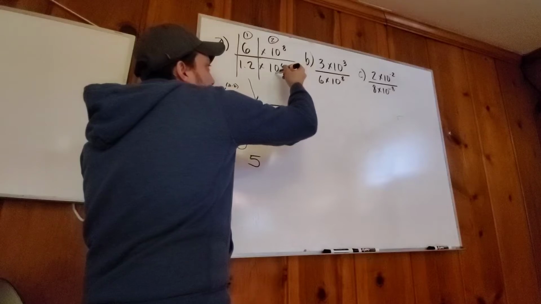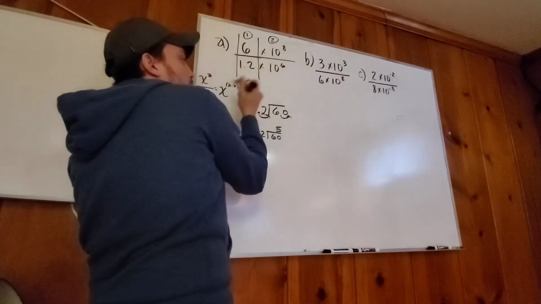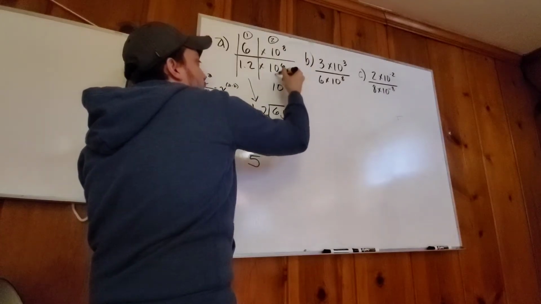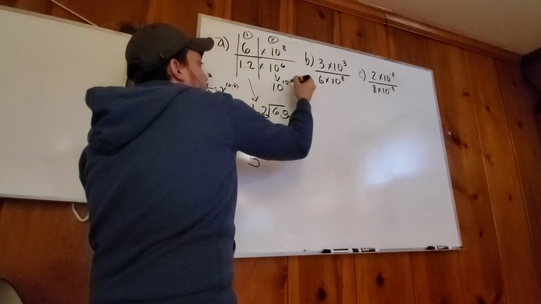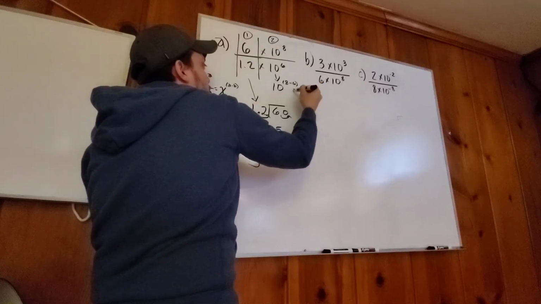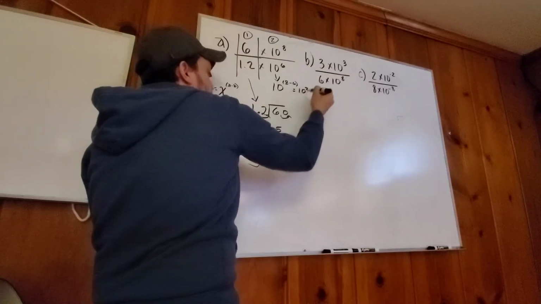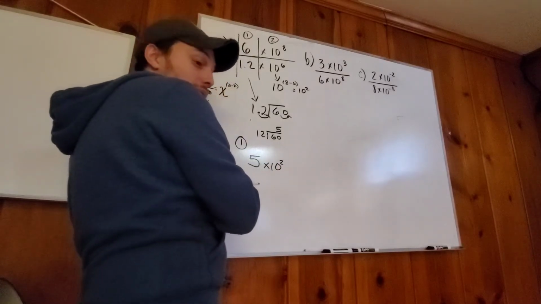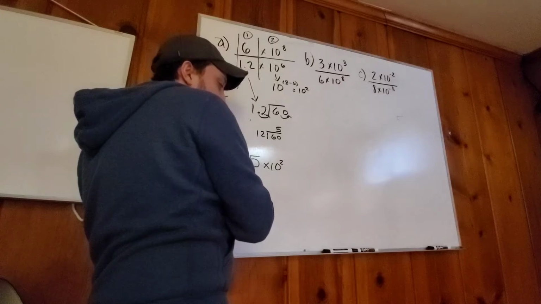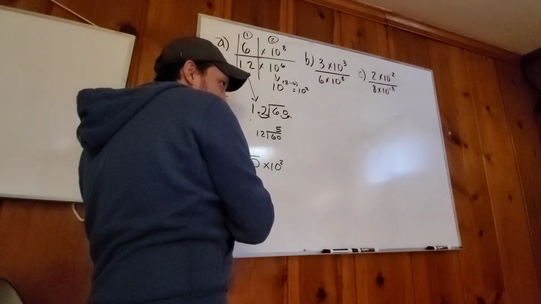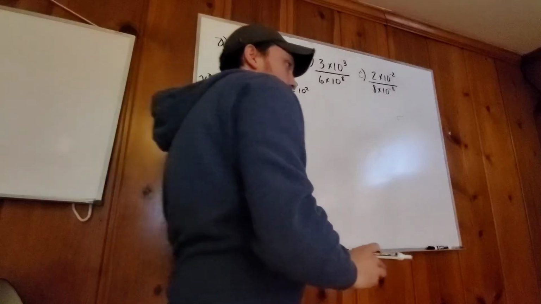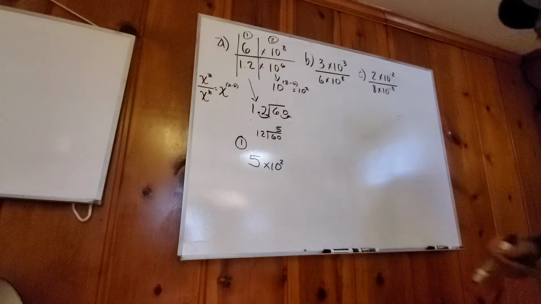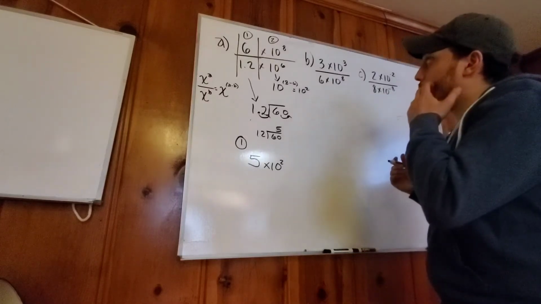Now for my second part, I'm going to use my property of exponents. 10 to the 8th divided by 10 to the 6th is the same thing as 10 to the 8 minus 6, which becomes 10 squared. Oh, look at that. 5 times 10 squared. It's also the same thing as 500, I think. Yeah, 500, but 5 times 10 squared is fine. Is that what they put? Yes. I just wanted to make sure that they put that and not something else.